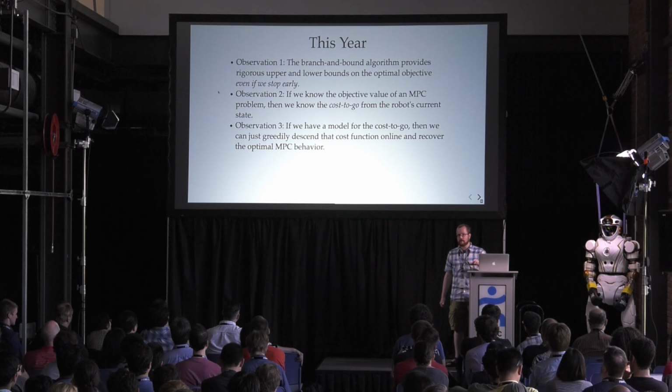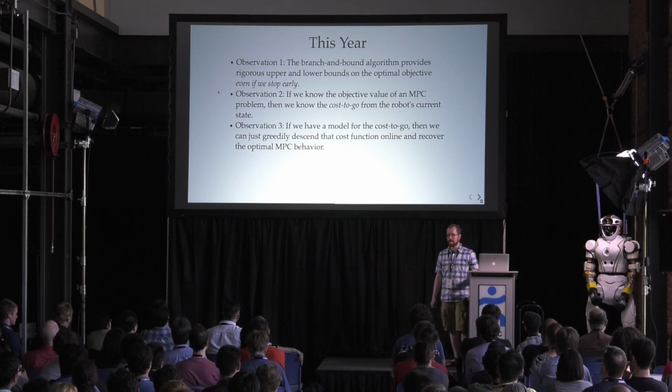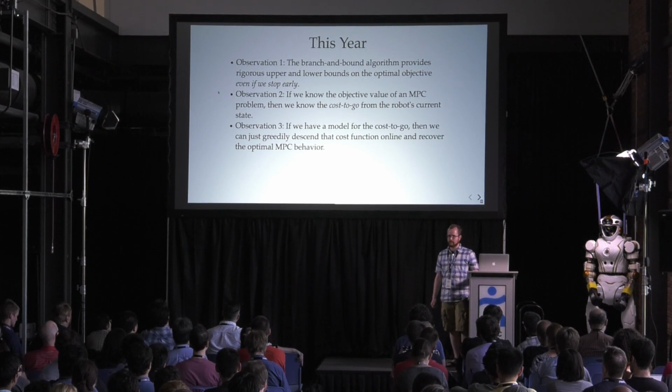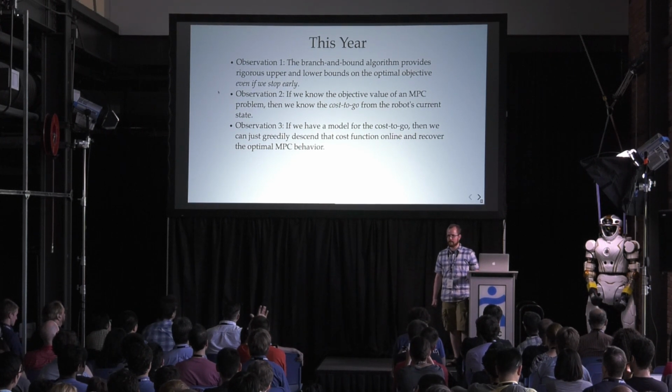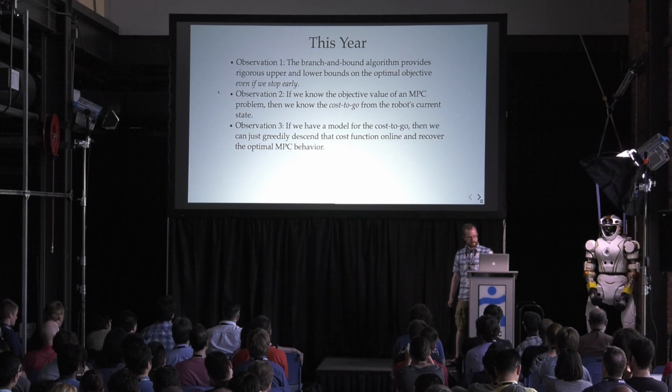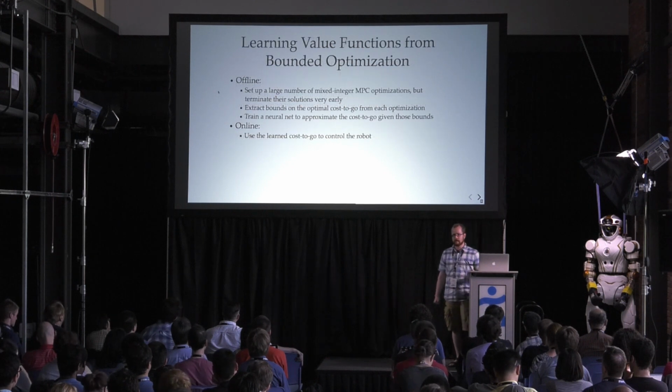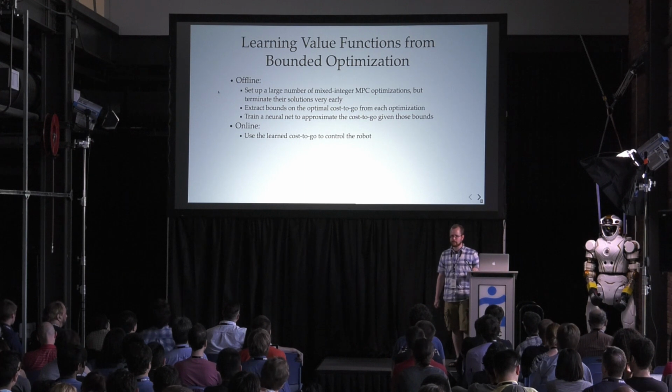Observation 2, if you know the cost of a model predictive control optimization, you know the cost to go from a given state. And 3, if you know the cost to go of a robot, you actually know how to control it, because all you have to do is greedily go downhill. Going downhill greedily on the cost to go is the right thing to do. So the idea is we're going to learn the cost to go, learn the value function from partial optimization.